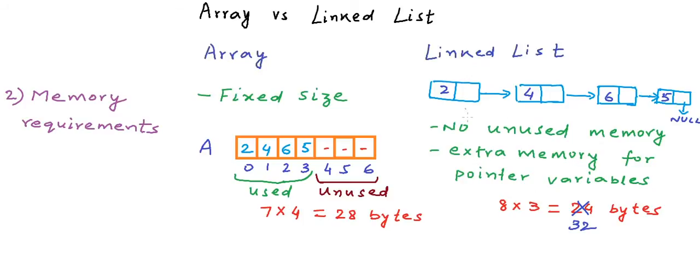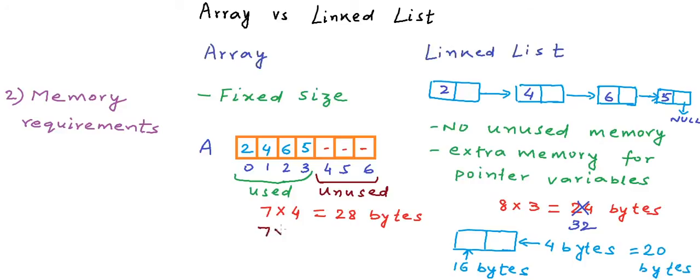In this case we had a linked list of integers, so an integer is only 4 bytes. What if we had a linked list in which the data part was some complex type that took 16 bytes? So 4 bytes for the link and 16 bytes for the data. Each node would be 20 bytes. An array of 7 elements with 16 bytes for each element would be 112 bytes, and a linked list of 4 would be only 80 bytes.